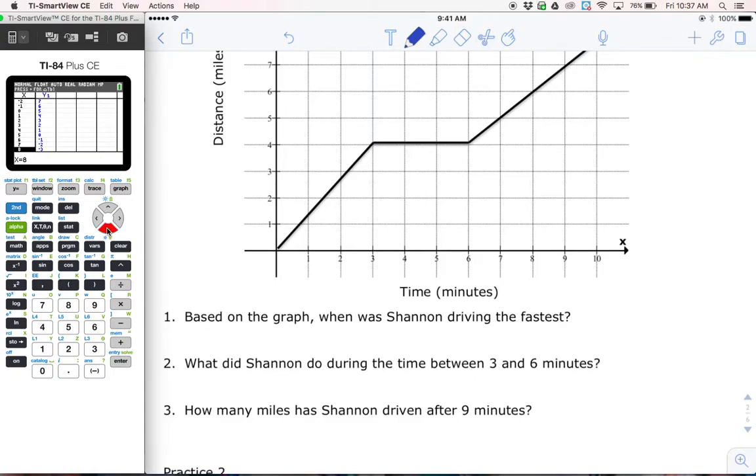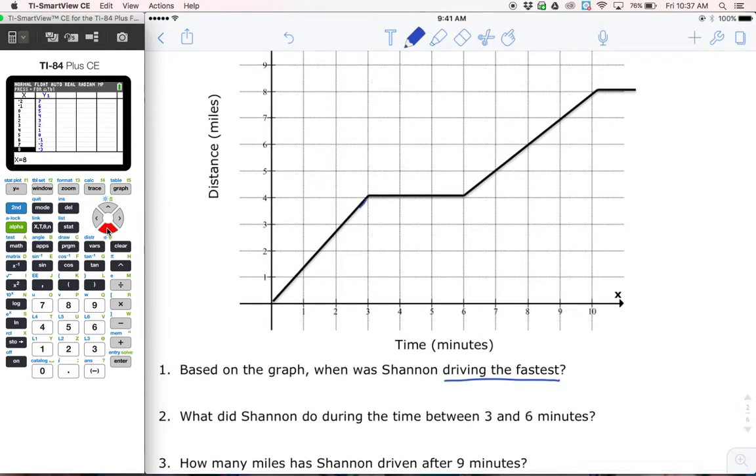All right. Based on the graph, when was Shannon driving the fastest? Well, the fastest would be the steepest line. So this section right here is the steepest section of the graph. And I know that because in only 3 seconds, she goes 4 miles, right? Whereas in this section, in 4 seconds, she goes 4 miles. So this first section is faster. So we're going to say from 0 to 3 minutes.